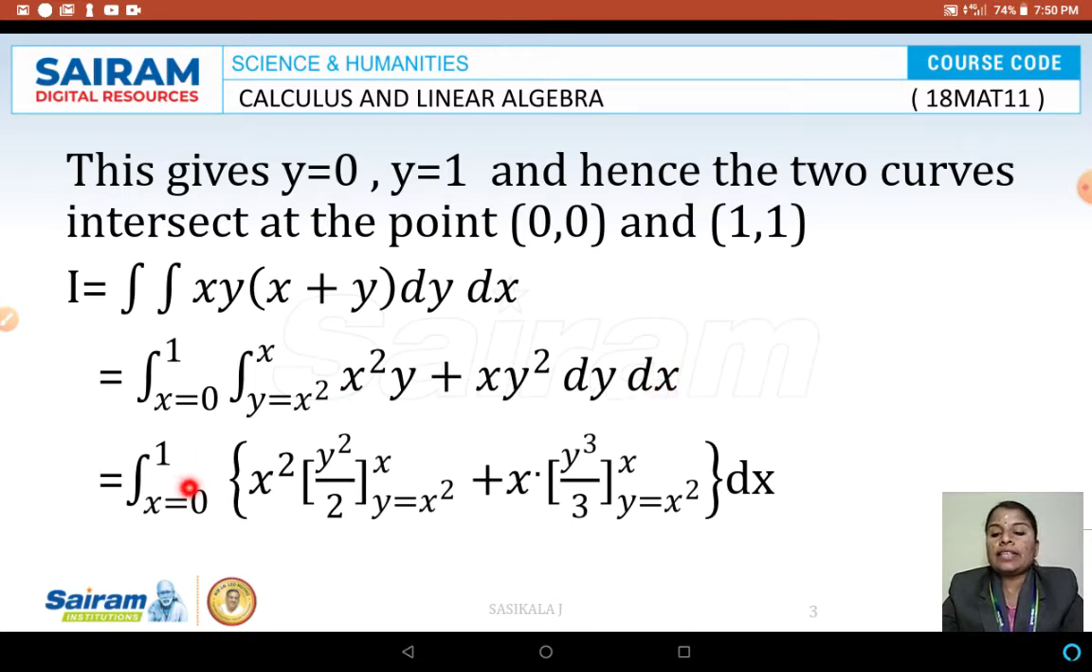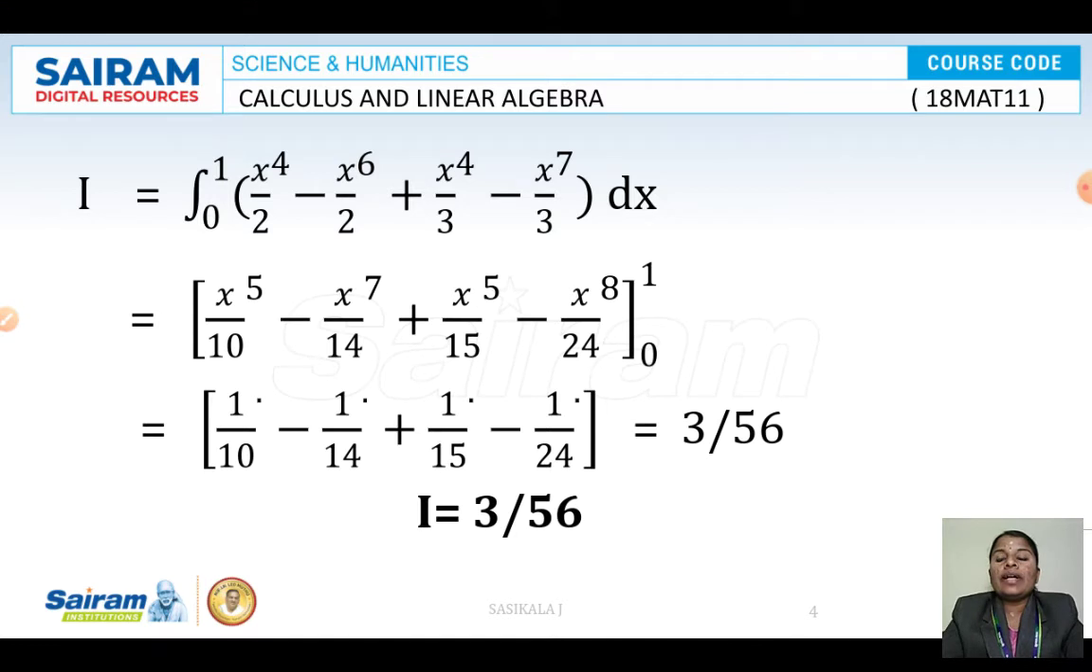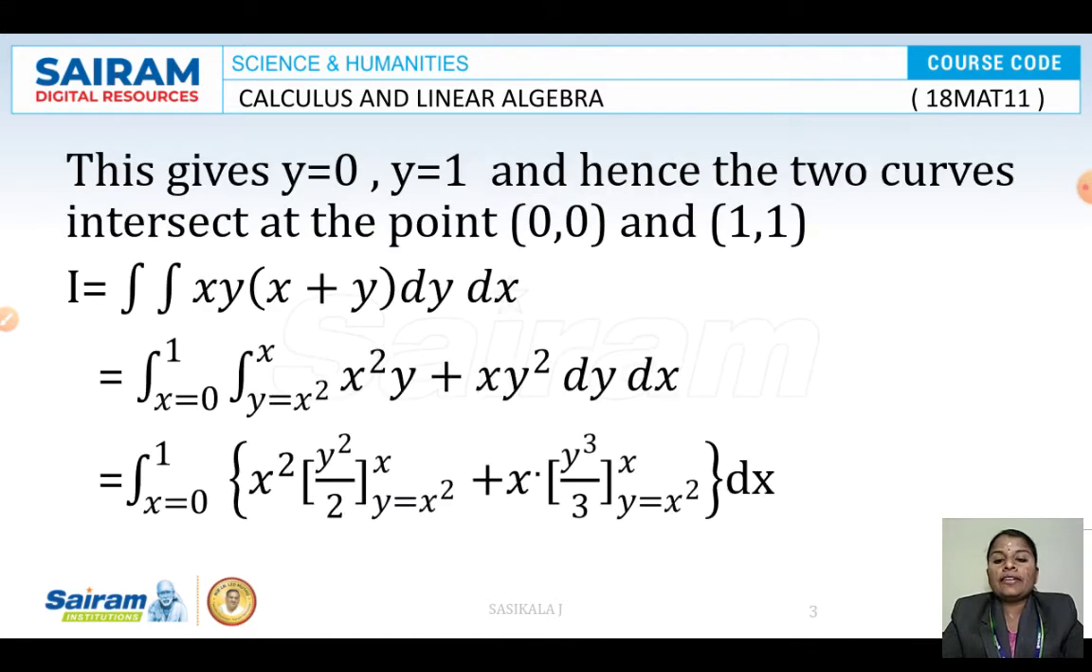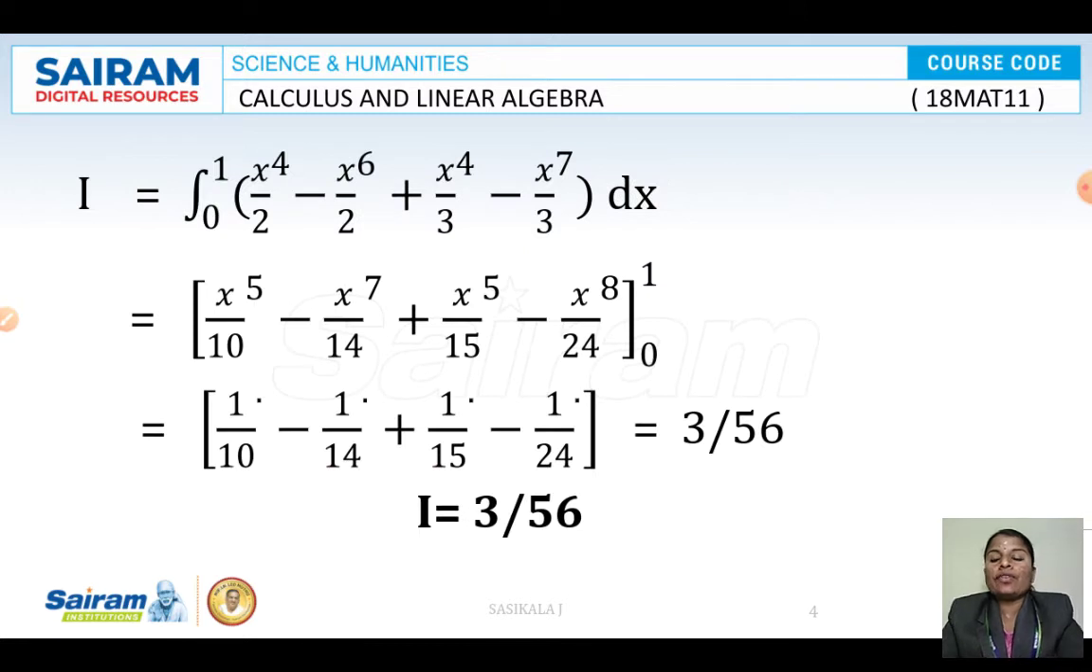Then the integral of x from 0 to 1 of x squared times y squared by 2, from y equal to x squared to x, plus x times y cubed by 3, since integrating y squared gives y cubed by 3, from x squared to x, dx. Now integrate the terms and substitute the limits. Substituting x squared to x, I get x power 4 by 2 minus x power 6 by 2 plus x power 4 by 3 minus x power 7 by 3.